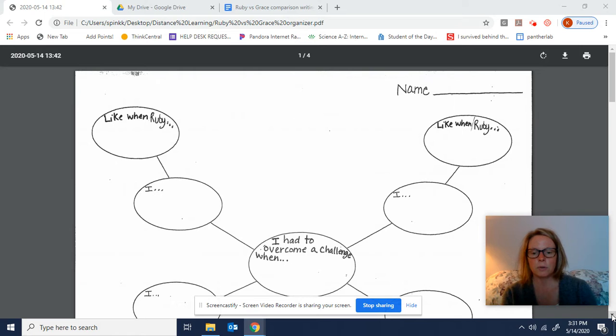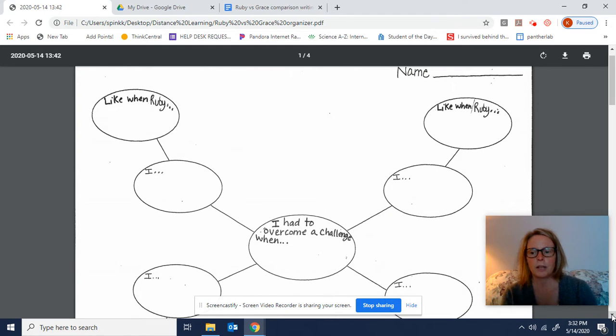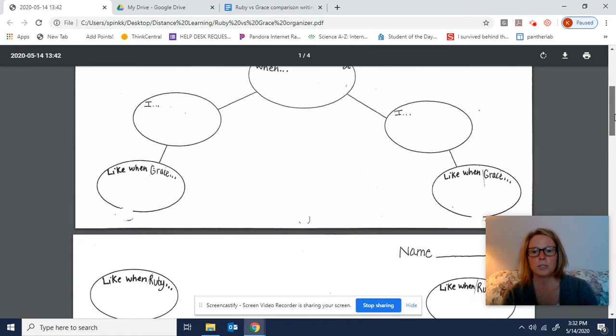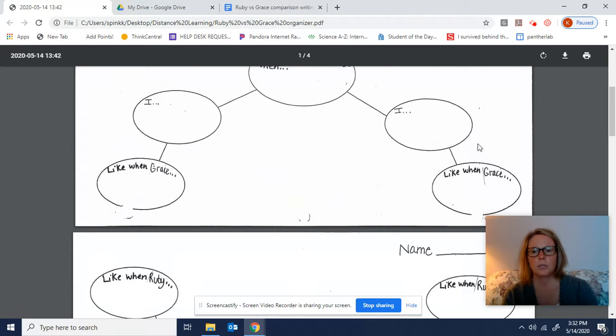It would be kind of using different words of the theme that I had discussed earlier, which was if you put your mind to it, you can do it, which would be similar to overcoming a challenge. So the graphic organizer itself looks like this. In the center of it is "I had to overcome a challenge when," and you're going to compare two things that you had to do that would be similar to two things Ruby had to do. And you're going to compare two things you had to do that would be similar to the two things that Grace had to do to overcome her challenge.